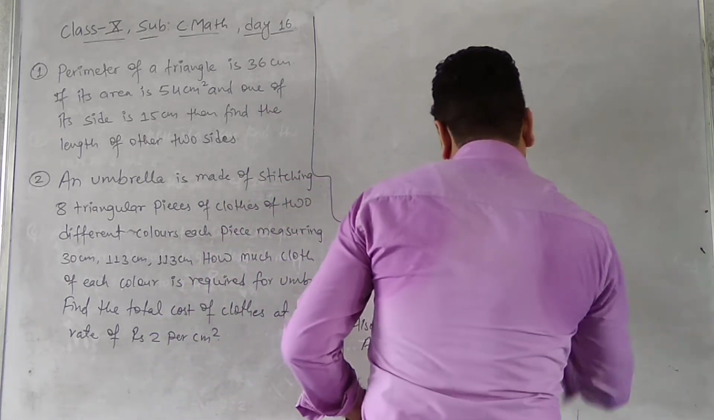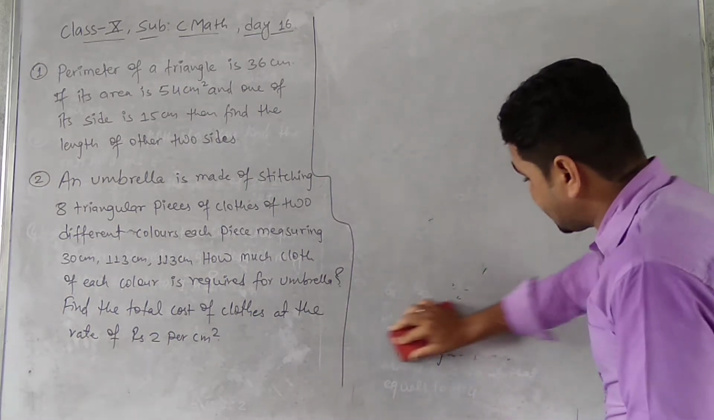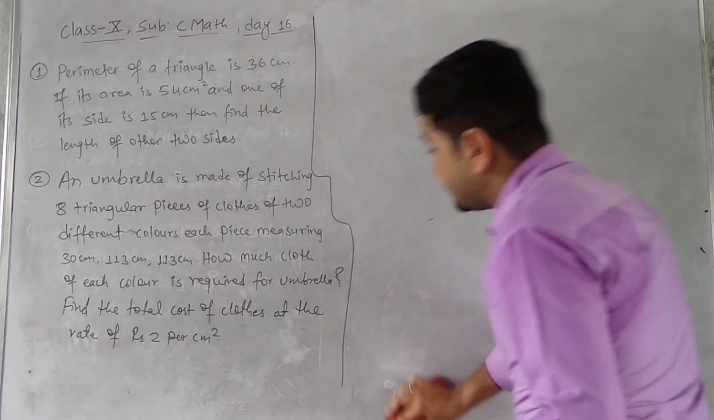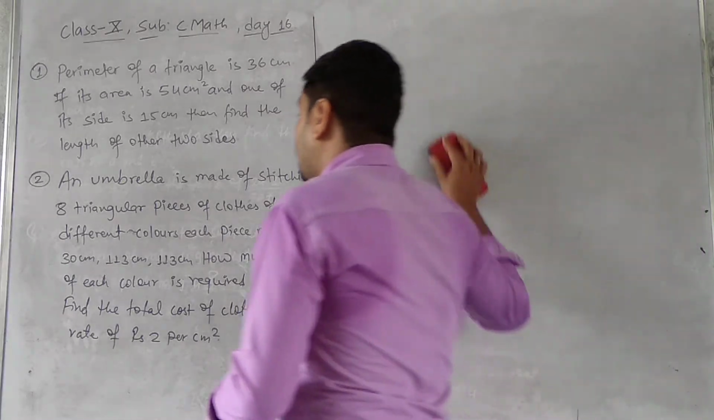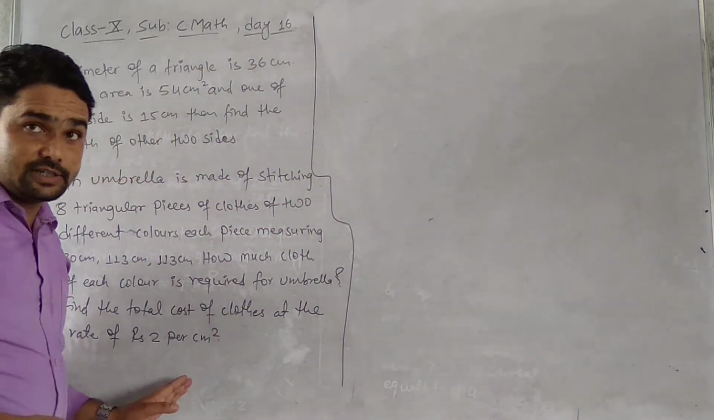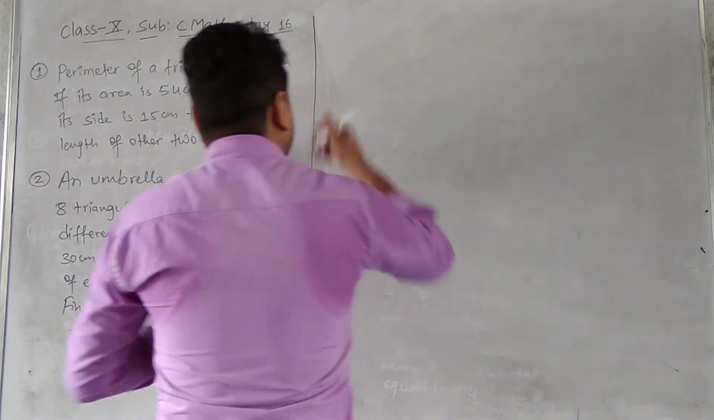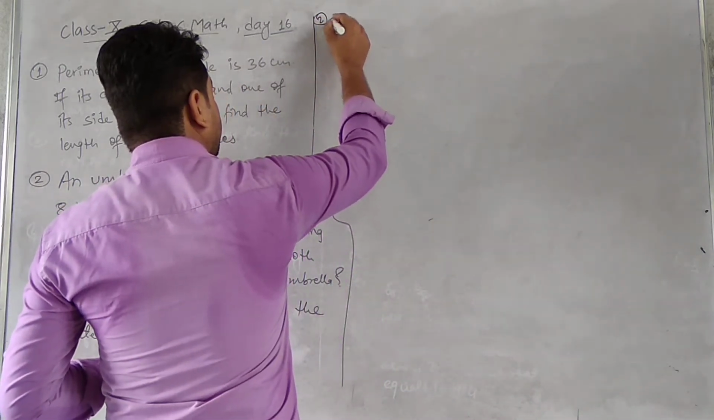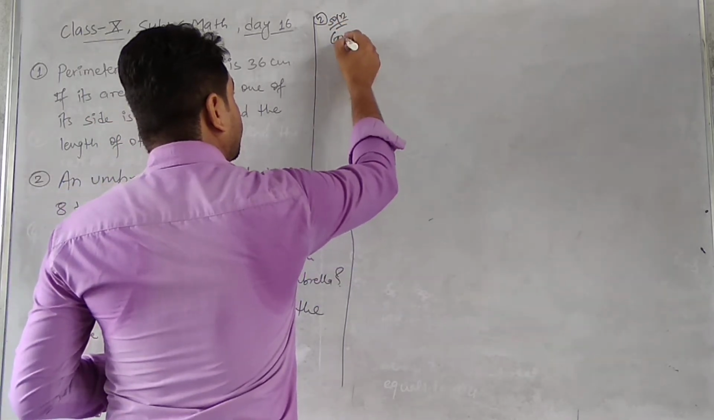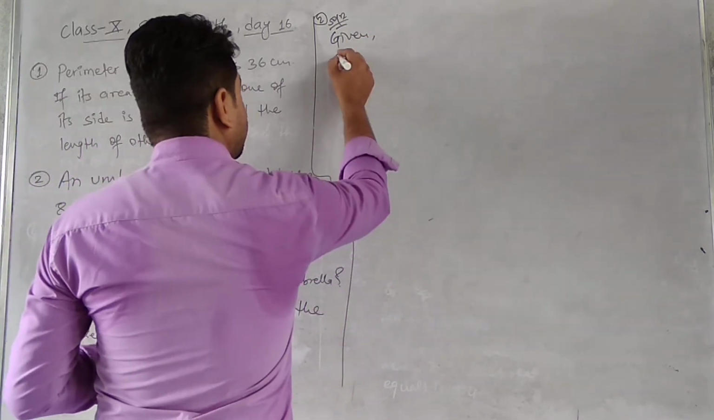Yes, and then we are going to find the area of one piece first, and after that we are going to find the area of the total umbrella. Yes. And then only we are going to find the cost. The question is like this. So at first, what is given there? We are going to write question number 2 solution. Yes, it is given that the number of triangular pieces.